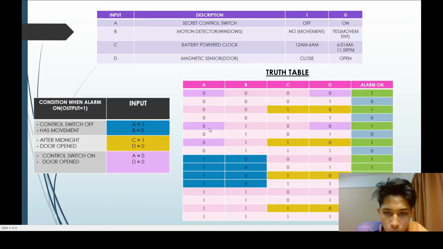So we finally get the truth table for this alarm. The others will be 0. The green one refers to the output 1, and the blue one refers to the output 0.